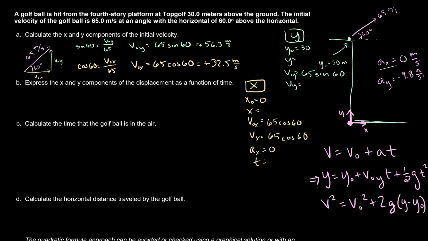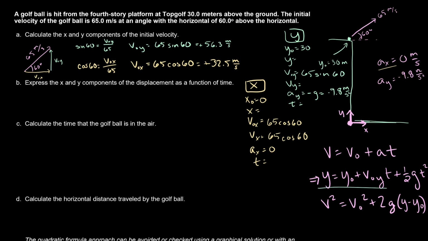Vy, we don't really know. We know it's going to change over time. We know ay equals negative g in this case, negative 9.8 meters per second squared. And then our time, we aren't really given any information about time. Okay, so express the x and y components of the displacement as a function of time.